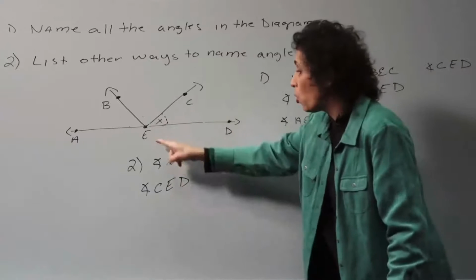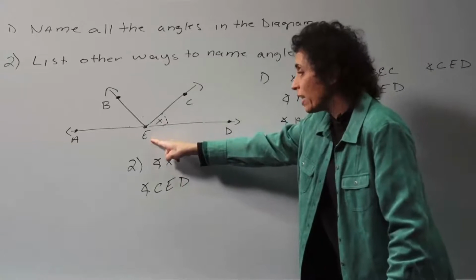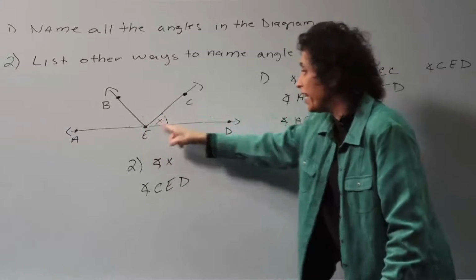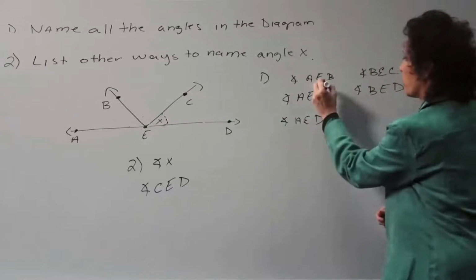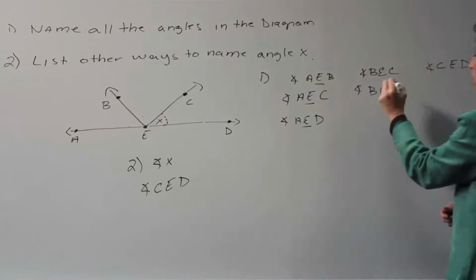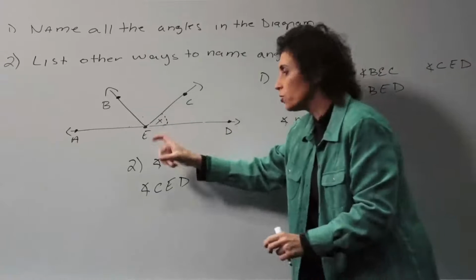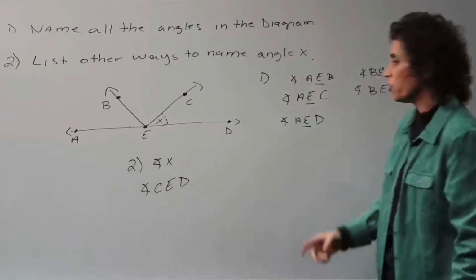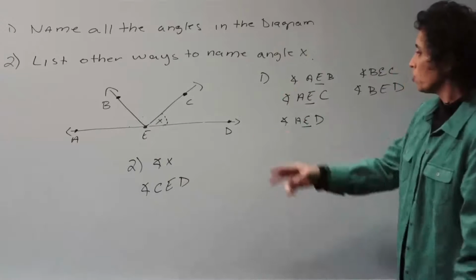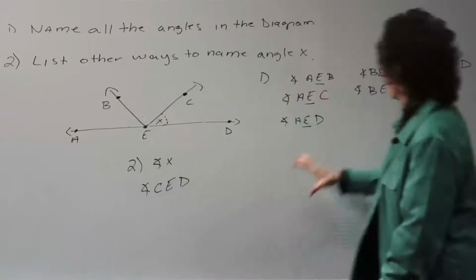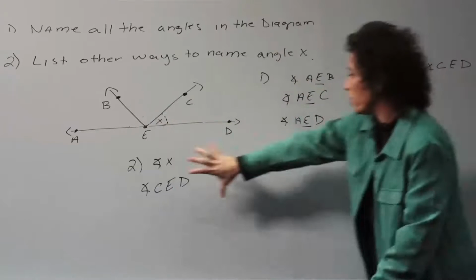But that's the name of that angle. I cannot call it angle E. The reason I can't call this angle E is because there are many angles at E. Look, there's this one, and this one, and this one. So there are all these other angles at E, so I can't name it with one letter. So those are all the different angles in a diagram, and the different ways we can name angle X.